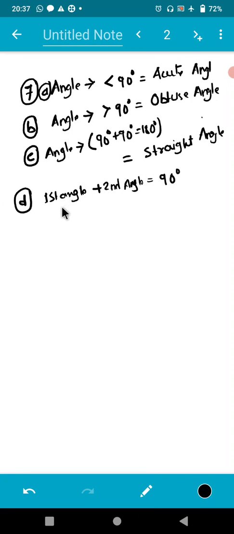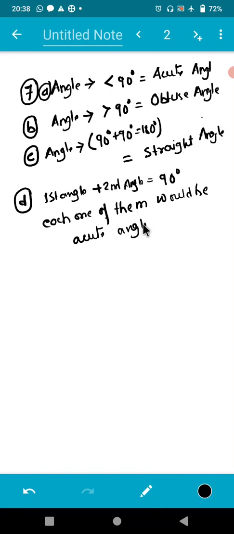What is the measure of each angle? So what type of angle can you name these two angles as? You can name both the angles as acute angle, because we know that an acute angle is the angle which is less than 90 degrees. The angle cannot be obtuse because it cannot be more than 90, because only if you add these two, the 90 is coming. So each one of them would be acute angle. Okay, so it's a very interesting question.